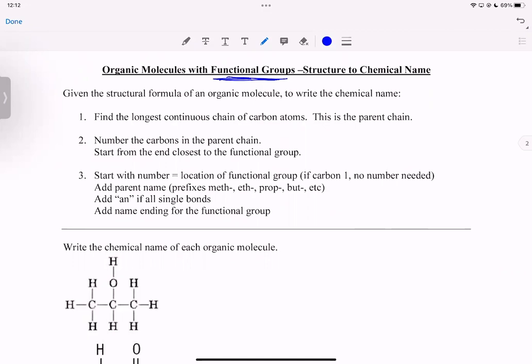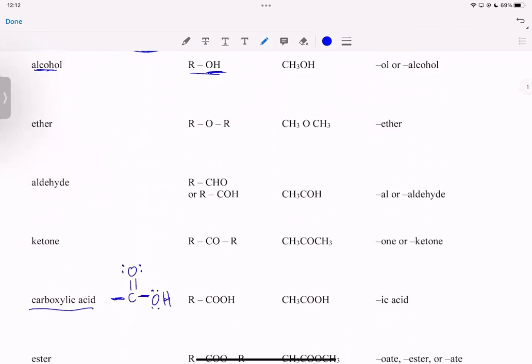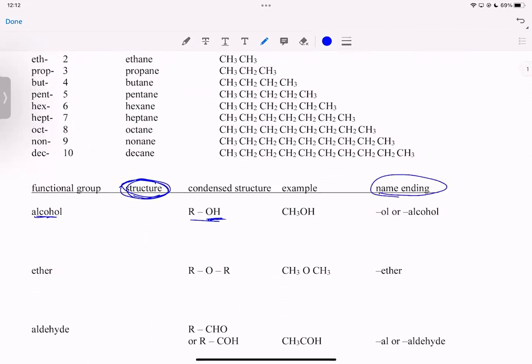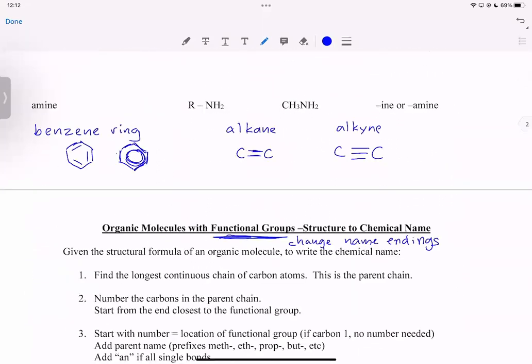And the functional groups have those name endings. So we have to change the name endings in general when you have a functional group. So changing those name endings to represent the functional groups. And here are those name endings, these ones. Okay, so make sure you have those handy. Make sure you have this sheet handy.